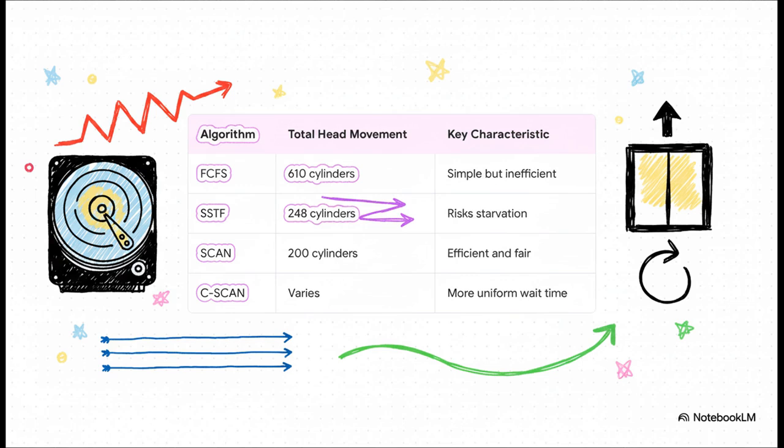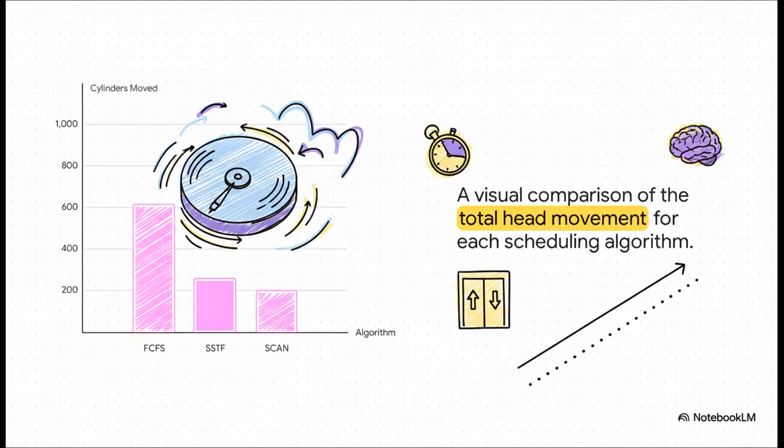For our test, SCAN actually gave us the best raw performance while also being fair. And C-SCAN builds on that, giving us the most uniform wait times, which for a lot of systems is an absolutely critical improvement. And if that table didn't make it obvious, this chart is the visual punchline. Just look at that colossal drop in movement from the chaotic FCFS to the smarter algorithms. This is why scheduling matters. This is the difference between a system that's sluggish and constantly thrashing and one that feels smooth and responsive.